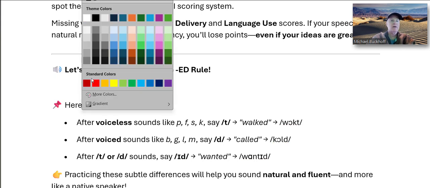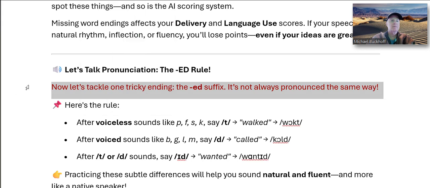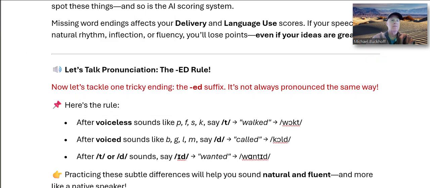Okay, after voiced sounds. Okay, so we have the B, G, L, M. So when the ED comes after voiced consonant sounds, we're going to pronounce it as a D, called. So we have walked, called.